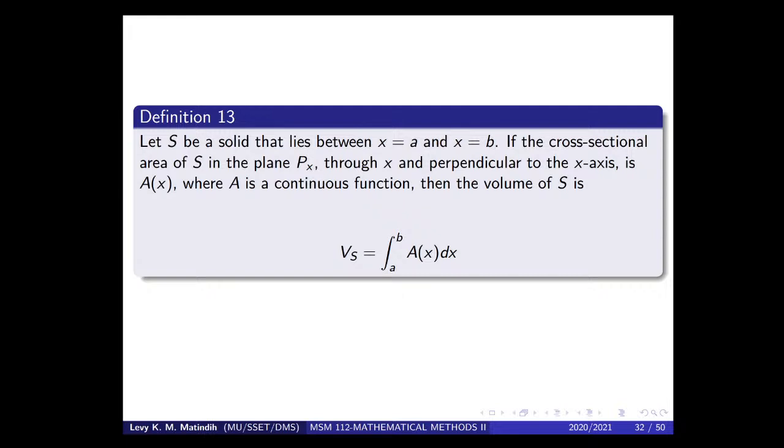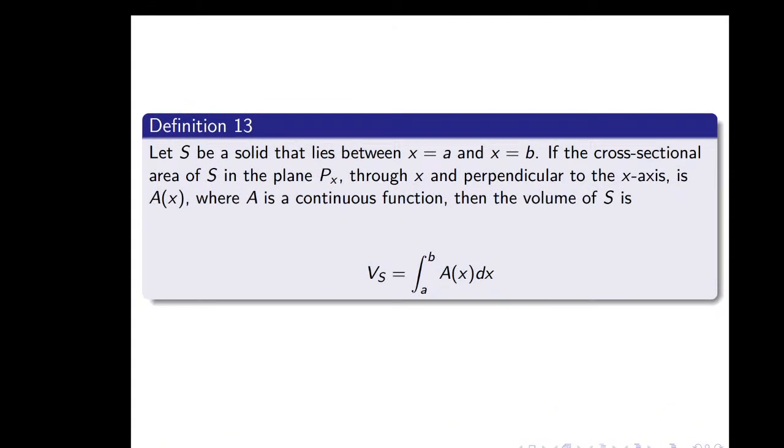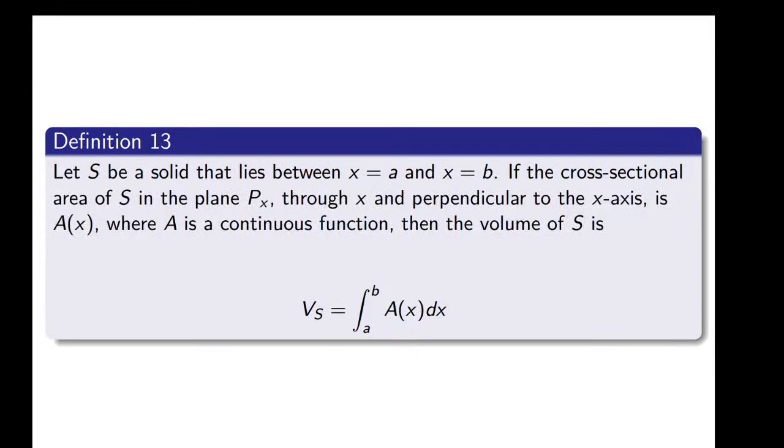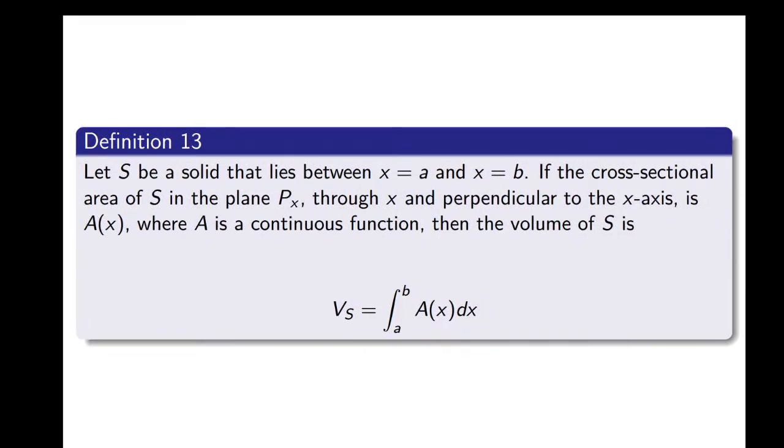So we are saying, if we have a solid that we can't compute its volume properly, let S be a solid that lies between x equal to a and x equal to b. You have an object, for example a stone sitting there, and you sketch an x-y plane curve and put the coordinates. Then this solid lies between x equal to a and x equal to b.